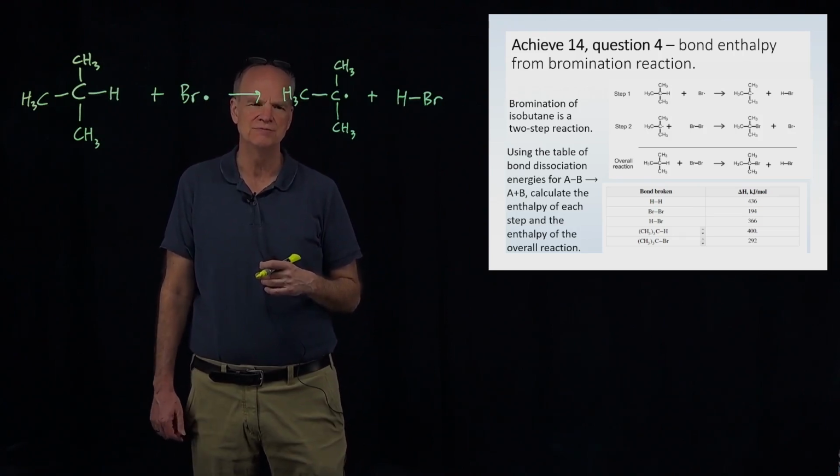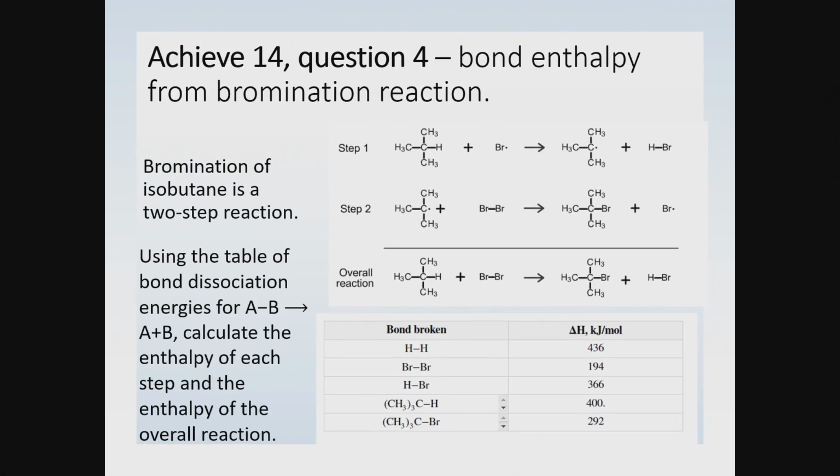If I can blow up the slide. It says as follows. Bromination of isobutane is a two-step reaction. And so if you look to the right of that slide, you can see to the right of the word step 1, there is a chemical reaction. And then to the right of step 2, there's another chemical reaction. And then below that, you're basically adding those two reactions together to get something called the overall reaction.